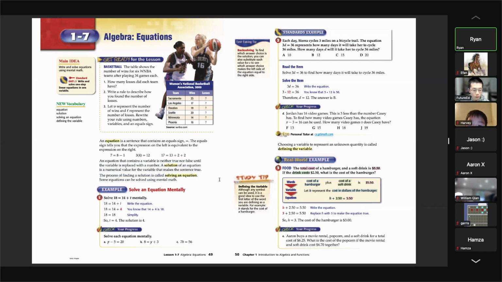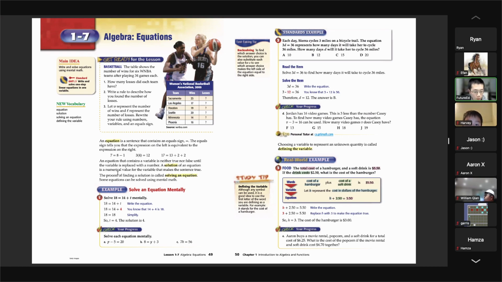You mean I need to read the rest? Sure. You can read the rest if you want, or you can pass it on. An equation that contains a variable is neither true nor false until the variable is replaced with a number. A solution of an equation is a numerical value for the variable that makes the sentence true.